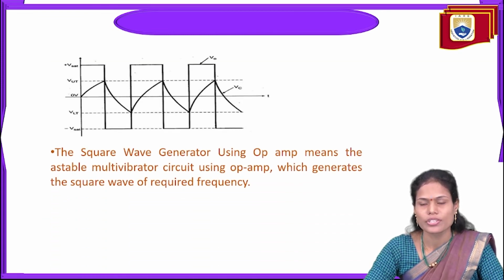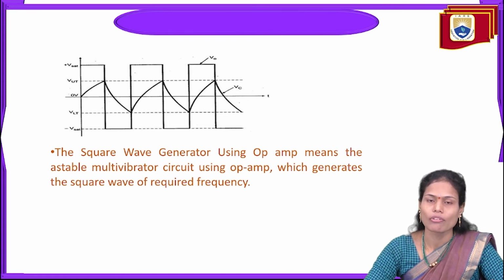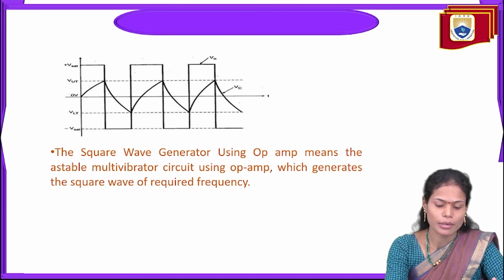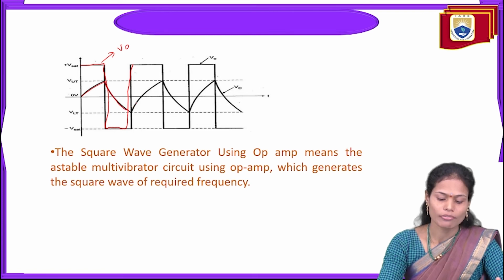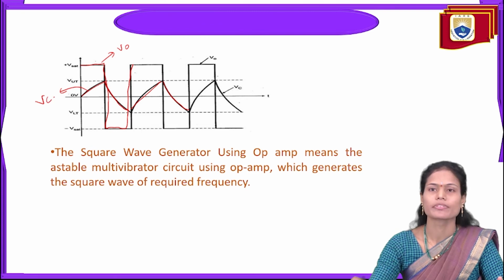So this square wave generator using operational amplifier, we can also call it a stable multivibrator. Why we call it a stable multivibrator: the function of the stable multivibrator is to generate the square wave of the required or desired frequency. Here, plus V saturation and minus V saturation, that square wave signal, indicates the output signal, and the charging, rising and falling of the waveform indicates the capacitor voltage VC.